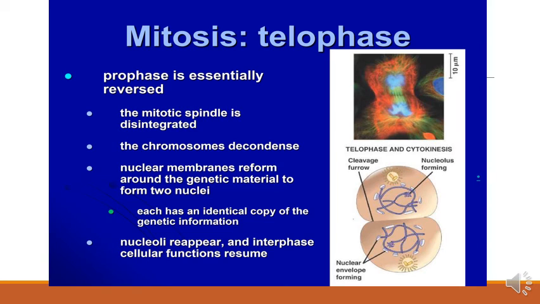The last stage is telophase. Prophase is essentially reversed. The mitotic spindle disintegrates. The chromosomes decondense, and the nuclear membrane reforms around the genetic material to form two nuclei. Each has an identical copy of the genetic information. Nuclei reappear and interphase cellular functions resume.